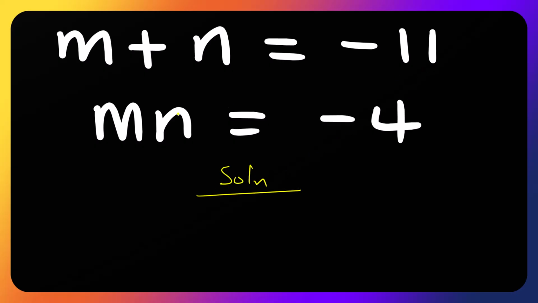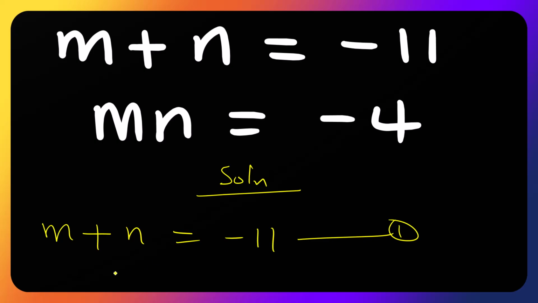Okay, so we can label the first one as equation 1: m plus n equals minus 11. Call this one the first equation. And mn equals minus 4, the second equation. Let's observe the first equation. We can make one of them the subject. So let's make m the subject from equation 1.